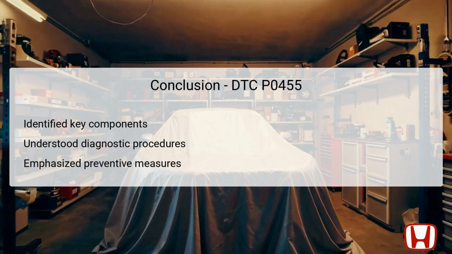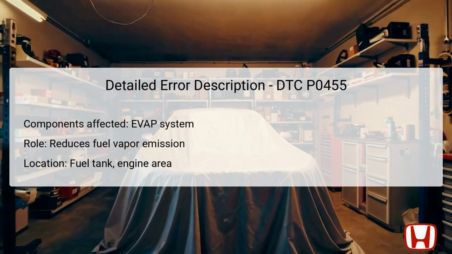Emphasizing preventive measures during routine checks can significantly reduce the chance of recurrence, ensuring that the vehicle complies with emission standards and operates efficiently. The error code P0455 points to the Evaporative Emission (EVAP) system, specifically indicating that a significant leak has been detected. This system's primary function is to store and manage fuel vapors from the fuel tank, thereby preventing them from being released into the atmosphere.